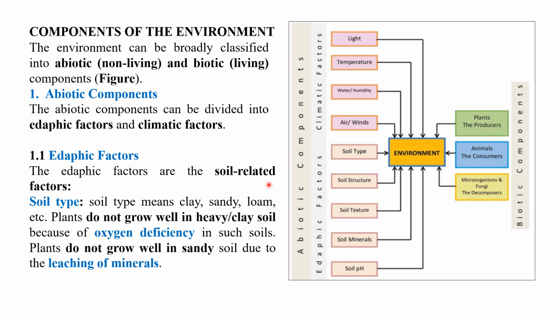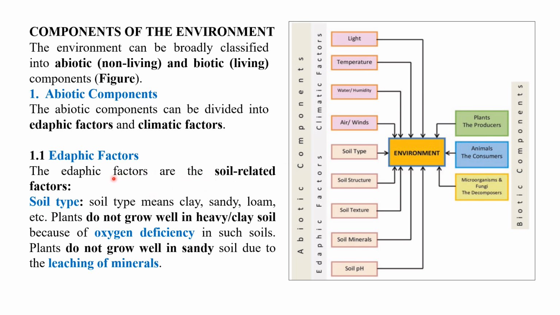Next we can see what the components of the environment are. The environment can be broadly classified into abiotic and biotic components. Abiotic means non-living and biotic means living. We can see in the diagram that the abiotic components consist of two factors, edaphic factors and climatic factors. And the next is the biotic components. All these things are going to have impact on the environment. So edaphic factors, we shall talk about one by one.